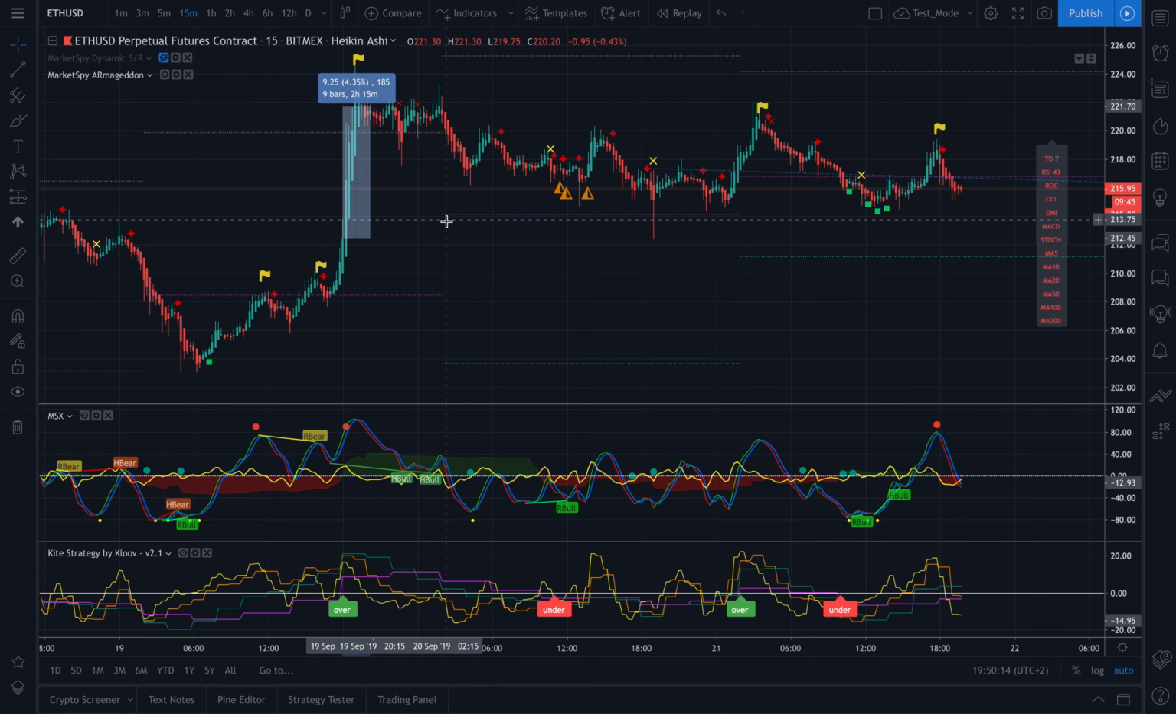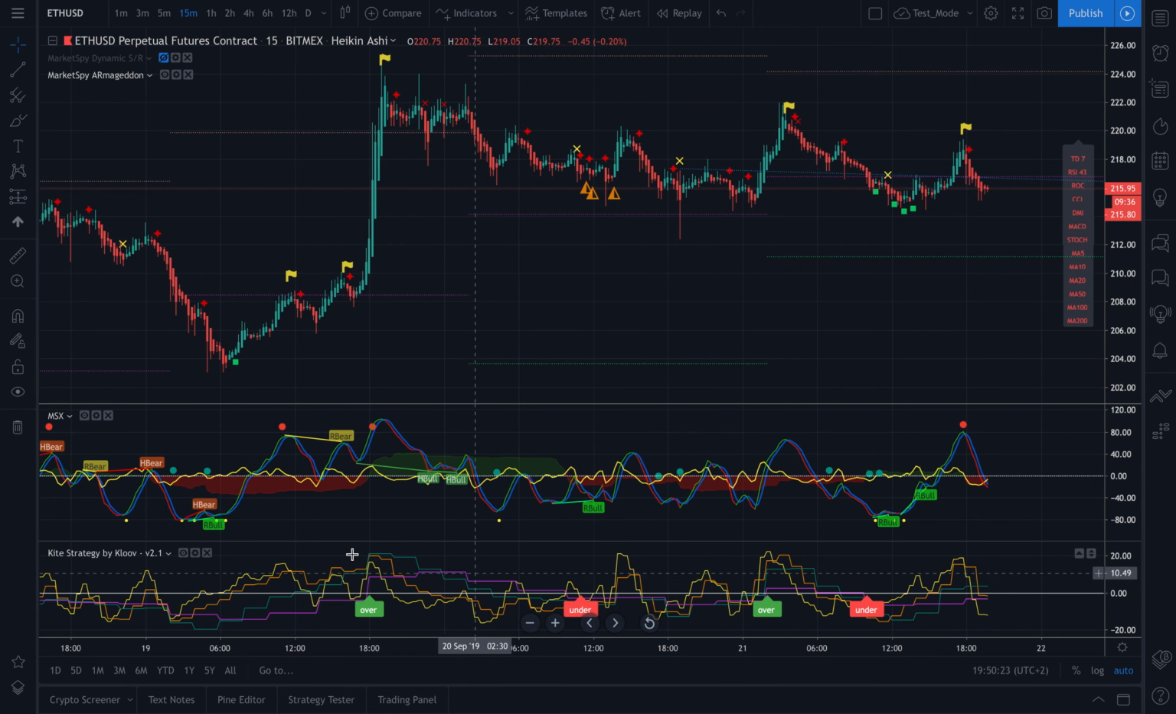Okay, so use it as you like. Overall I recommend using it for confirmation. You also can use it to trade alone. You will get small wins, you will get small losses, but you will catch all the big moves. So this indicator for me is very worthwhile.